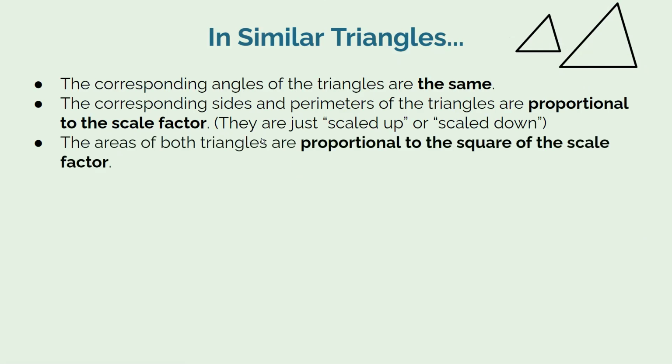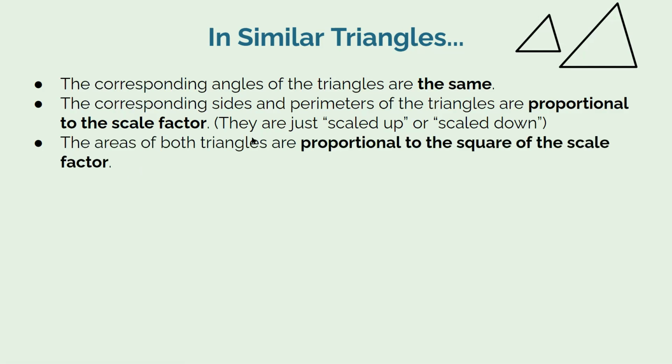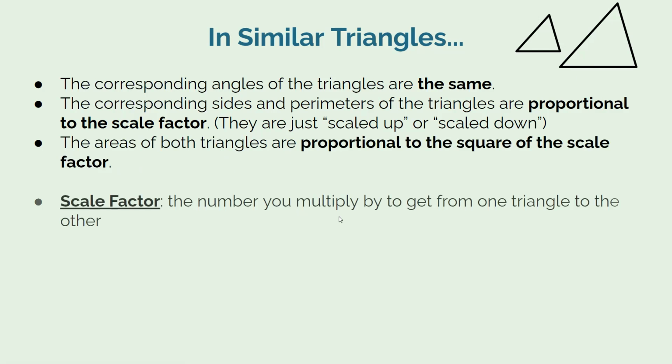So the only difference between similar triangles and congruent triangles is that similar triangles have different side lengths. That's the only difference. And these side lengths are proportional, meaning that, like Amy said, they're either scaled up or scaled down. That means the perimeter will always follow a proportion, and we'll show that more in a second. Also, the areas of both triangles are proportional to the square of the scale factor.